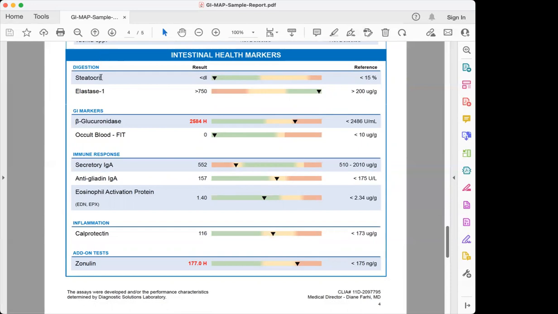So the first one here is steatocrit. Basically, it tells us how much fat is going to be in our stool, and we want it to be under the DL. That means that our gallbladder is working well. It's releasing bile. It's breaking down fat, so fats aren't occurring in our stool. Fats should be pulled back out in the small intestine so we can use them, because fats are important for so many things in our body.